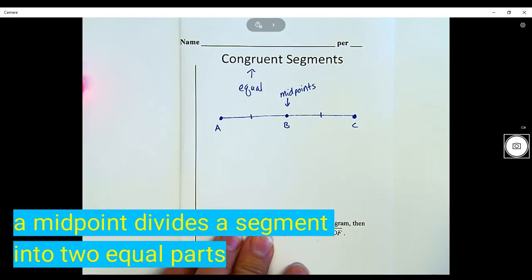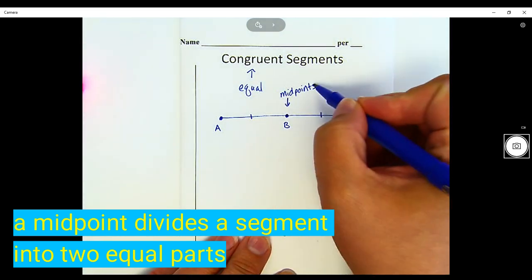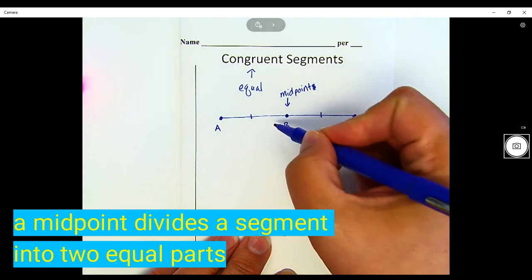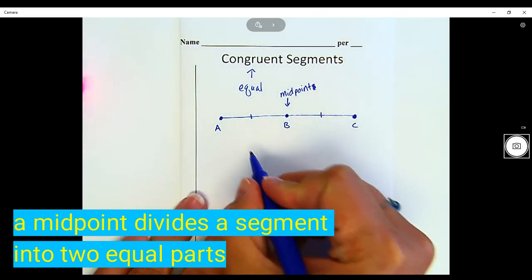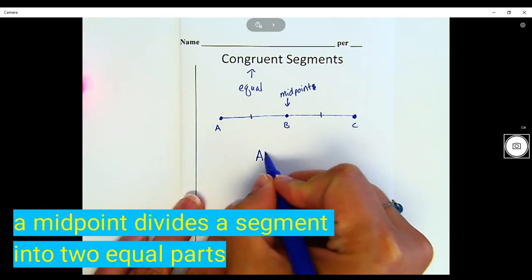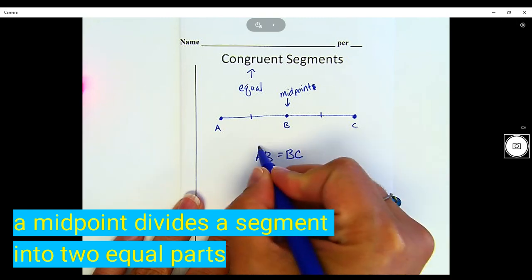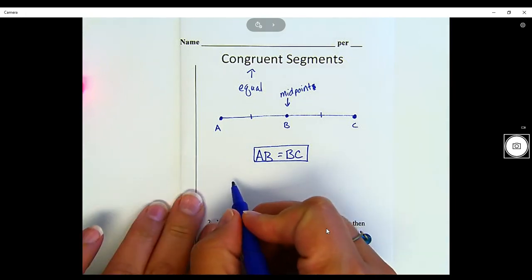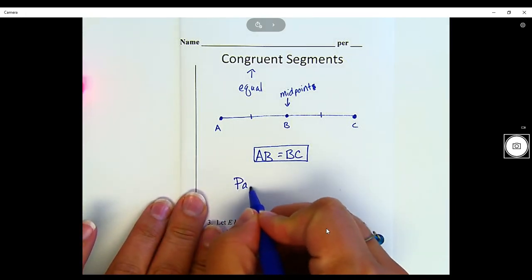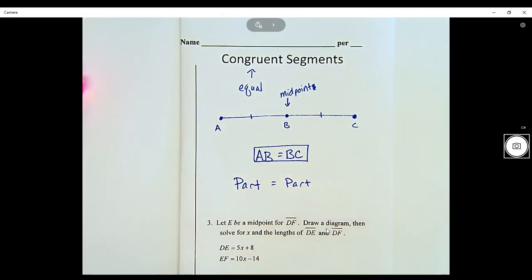a midpoint. Okay, so congruent segments, you must have proof. So you either must know that B is a midpoint or that AB is equal to BC. And really that's the main idea of congruent segments, that AB, the length of AB, is equal to the length of BC. Or, in really simple terms, part equals part. All right, let's do a couple of examples.